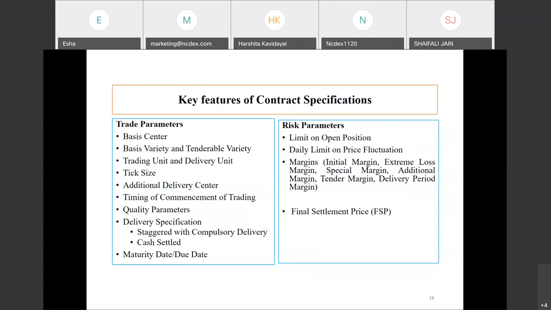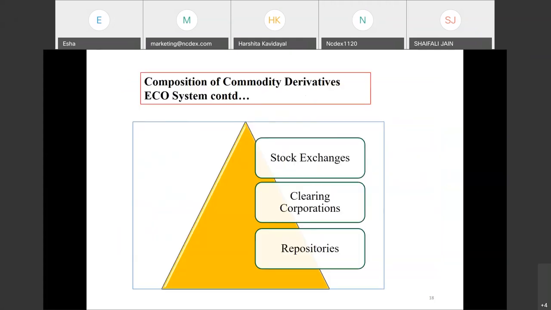So limit on open position is a risk perspective measure that depends upon the supply. All the margin has been prescribed based on the past track record or historical price data. Based on that, this margin has been set up.